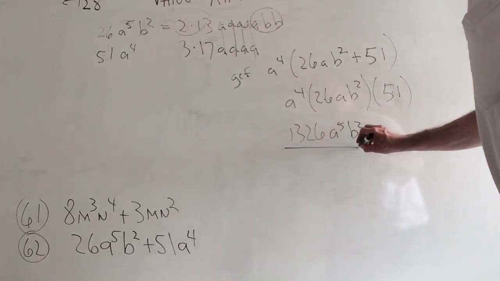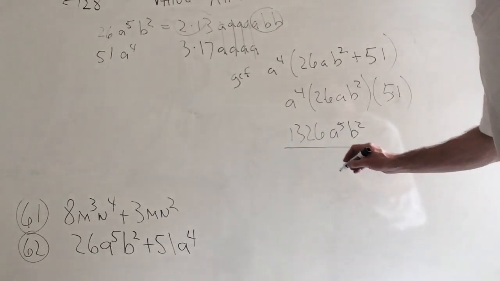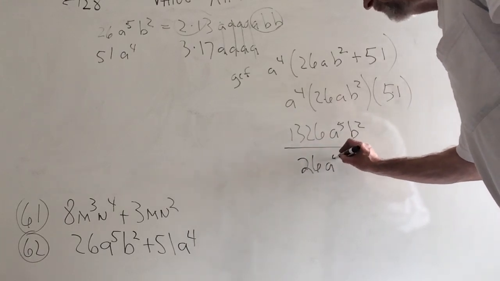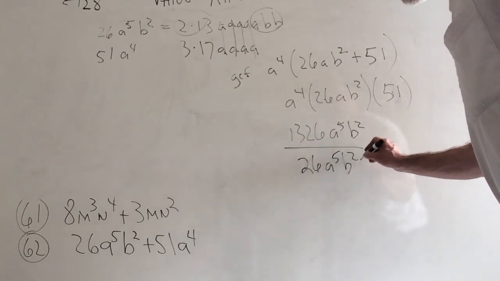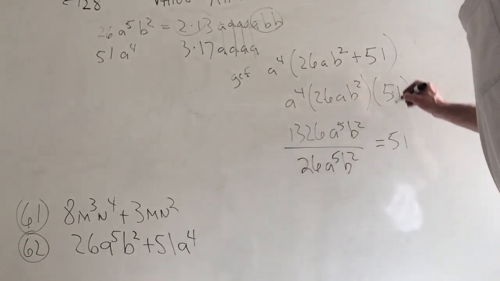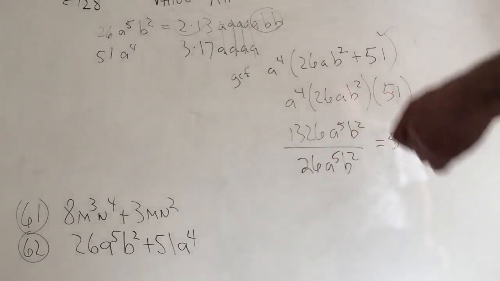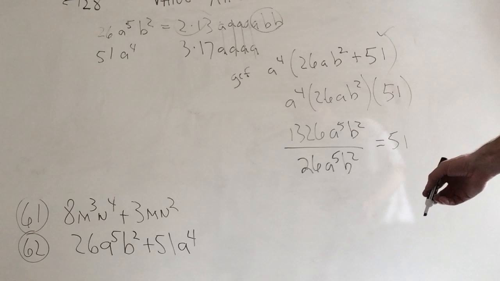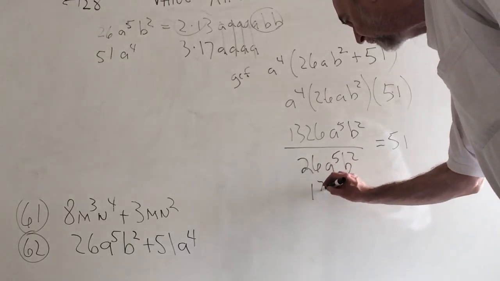And now I divide that by my original terms. So I do this. And of course, if we multiplied it out correctly, that's going to equal 51. Just common sense that 26 goes into 1326 51 times. You can get your calculator out if you doubt me. I think most of you believe me.